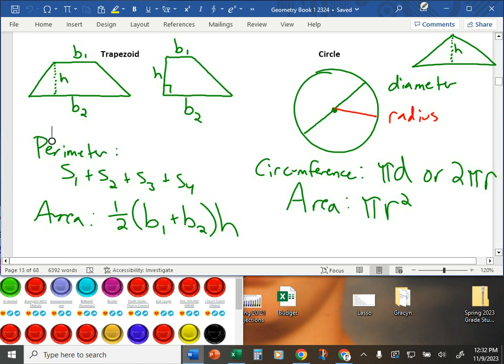I'm keeping it. Any questions on formulas? Owen, stop that, please. All right.